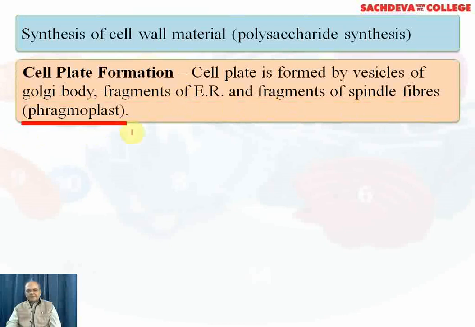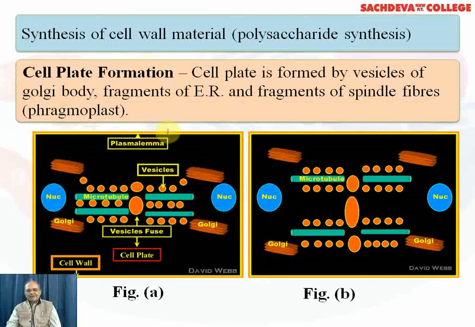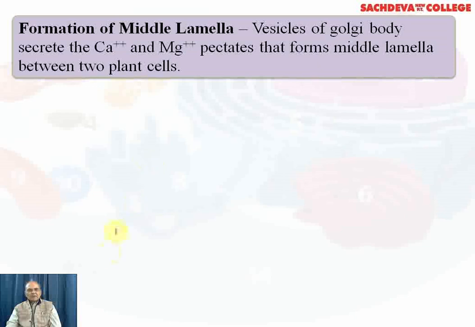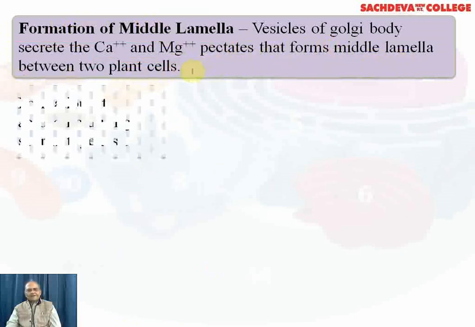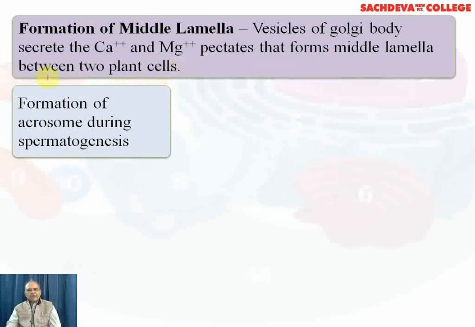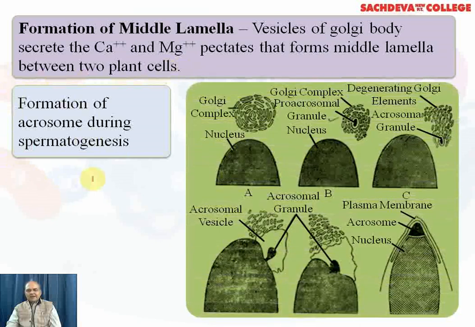That is the phragmoplast. And here you can see how the cell wall formation is taking place, involving Golgi body, endoplasmic reticulum, and fragments of spindle fibers. Formation of middle lamella. Vesicles of Golgi body secrete the calcium and magnesium pectate that form the middle lamella between the 2 plant cells. Formation of acrosome, that is the head, during spermatogenesis, and here you can see the acrosomal formation.